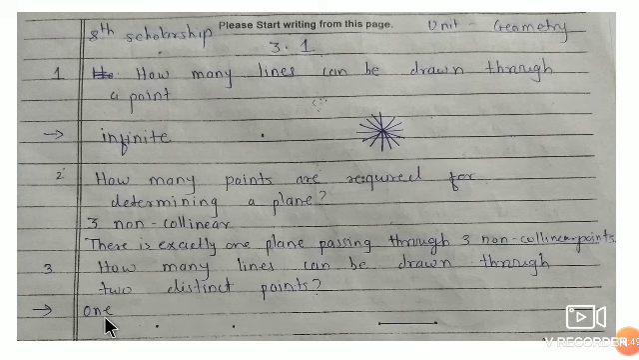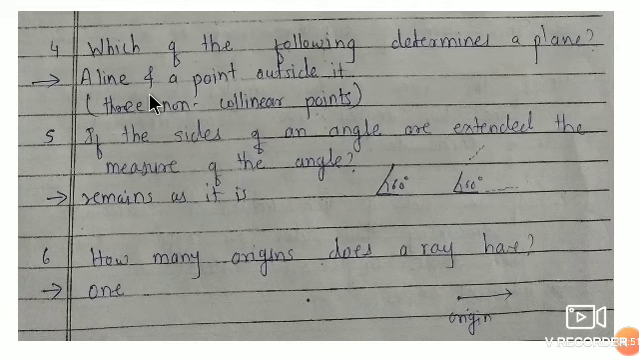So the answer is 1. Which of the following determines a plane? A line and a point outside it. On the line we can consider 2 points that are collinear, and the point outside it means a total of 3 points which are non-collinear.